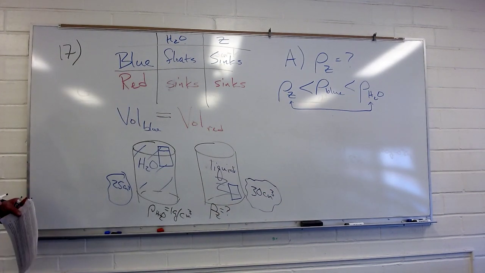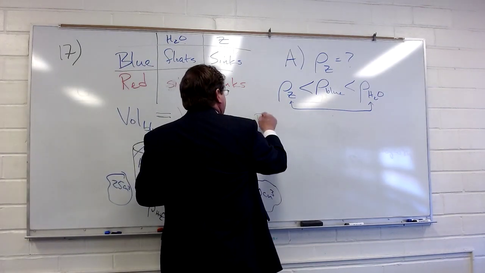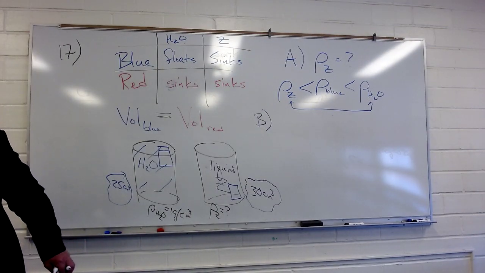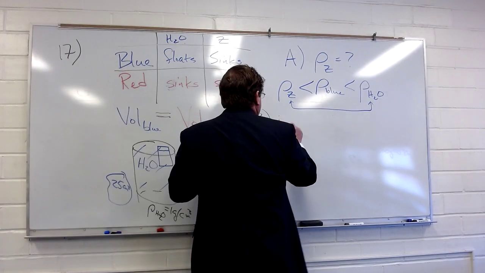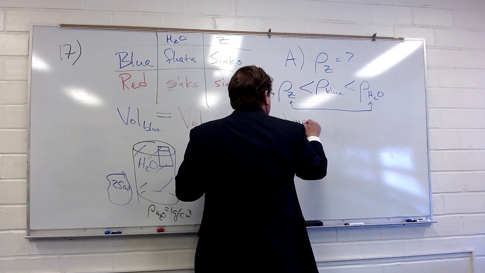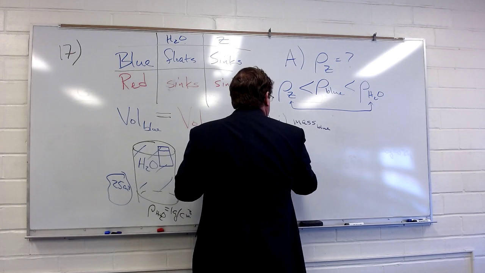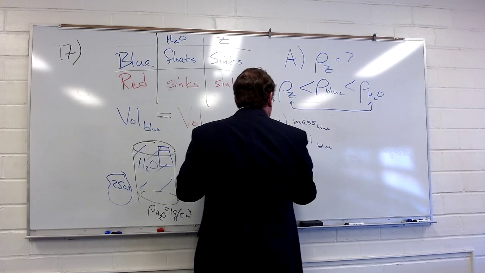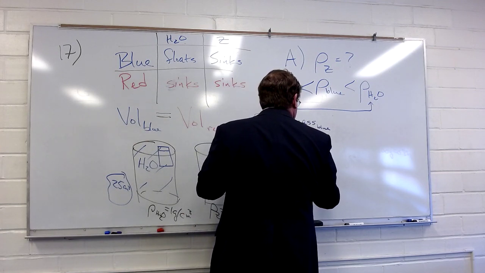Well, that tells me right away, in part B, we want to find the mass, the volume, and the density. So the mass of the blue, the volume of the blue, and the density of the blue. Okay?